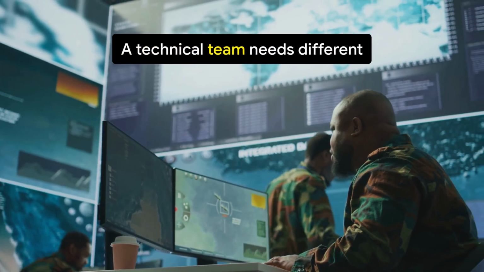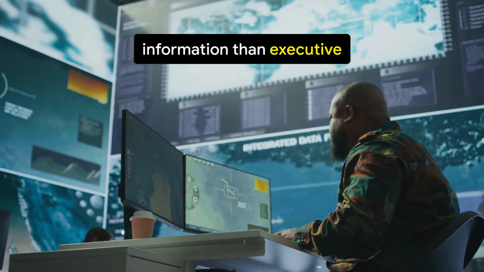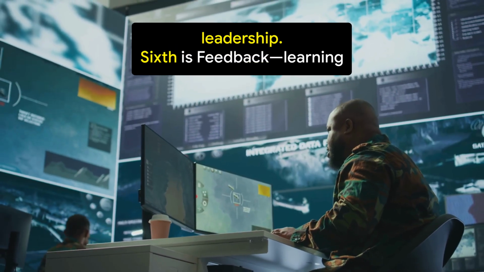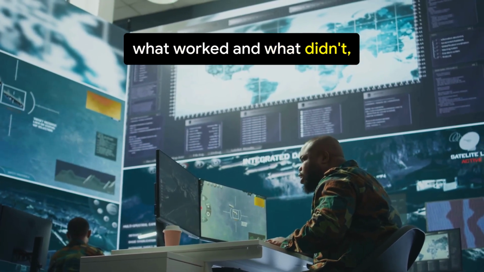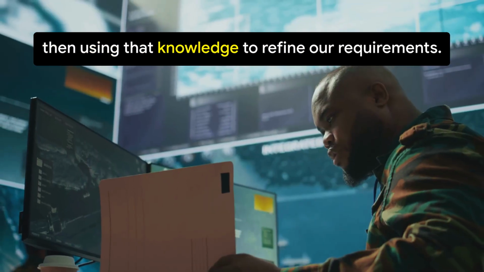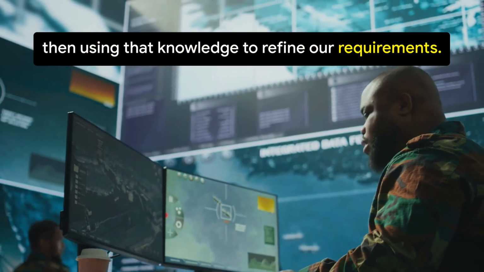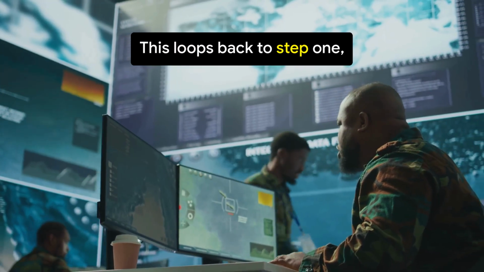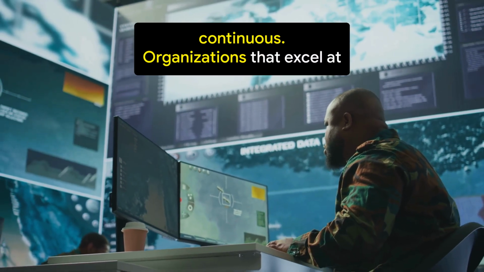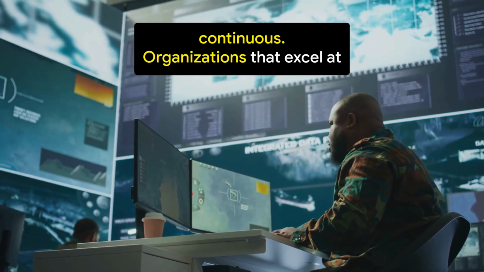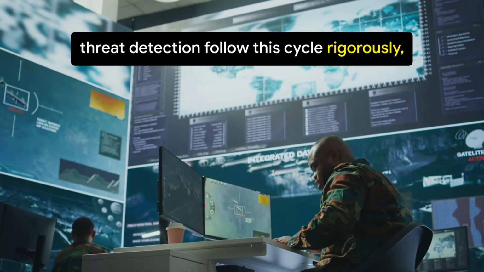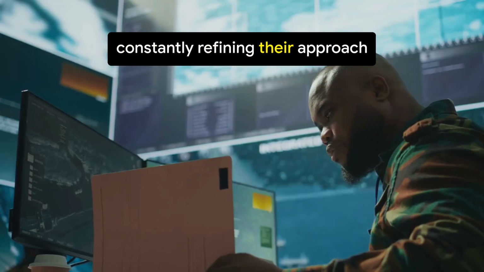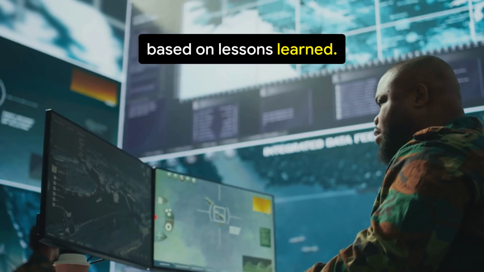A technical team needs different information than executive leadership. Sixth is feedback, learning what worked and what didn't, then using that knowledge to refine our requirements. This loops back to step 1, making the cycle continuous. Organizations that excel at threat detection follow this cycle rigorously, constantly refining their approach based on lessons learned.